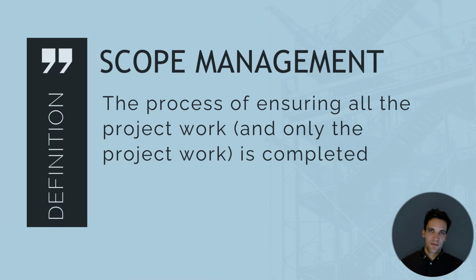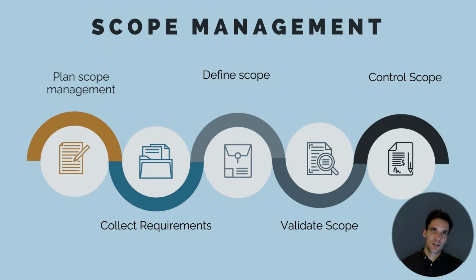Project scope management is the process we follow to ensure all the project work and only the project work gets completed. Project scope management occurs in several defined stages. And we're going to look at how ChatGPT can help us to manage each of these individual stages. The first one we've got is plan scope management. Next, collecting requirements. Next, defining scope, then validating scope, and then finally controlling scope during project execution. ChatGPT can help in each of these individual stages.